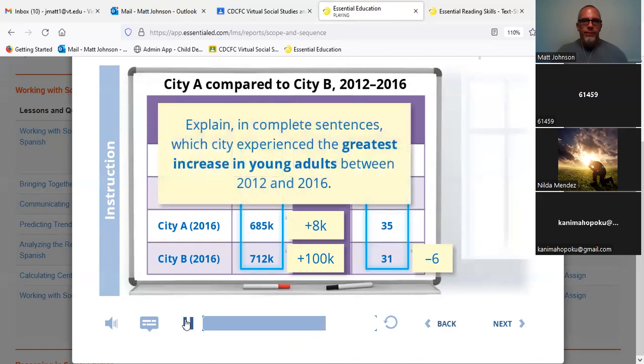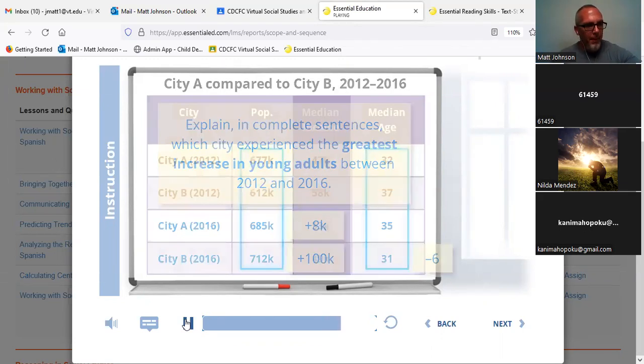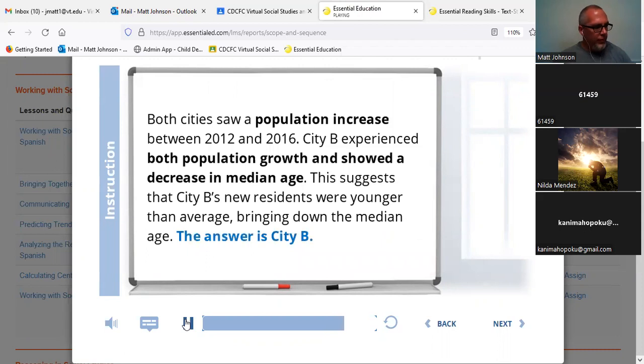The prompt asked me to use complete sentences, so now I have to explain my findings and how it applies to the prompt. This is what I call telling the story. So here's the story. Both cities saw a population increase between 2012 and 2016. City B experienced both population growth and showed a decrease in median age. This suggests that City B's new residents were younger than average, bringing down the median age. The answer is City B.